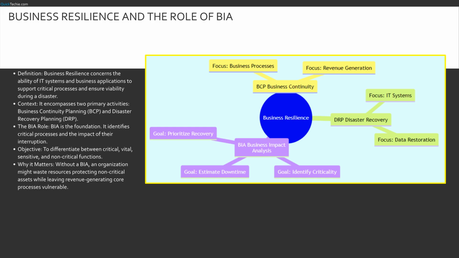This mind map visualizes the ecosystem of business resilience. At the top, we have the overarching goal of resilience. This splits into two arms: business continuity planning, BCP, which focuses on keeping business processes and revenue alive, and disaster recovery planning, DRP, which is the technical restoration of IT systems. Sitting at the foundation of both is the BIA. As you can see, the BIA feeds the goals of identifying criticality and prioritizing recovery into both BCP and DRP. You cannot build the top layers without the data from the BIA at the bottom.